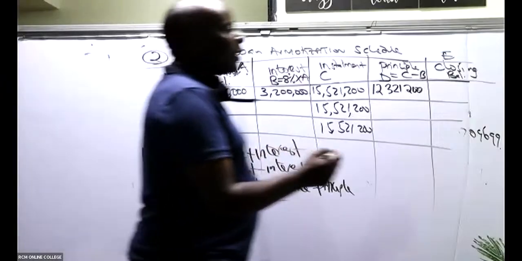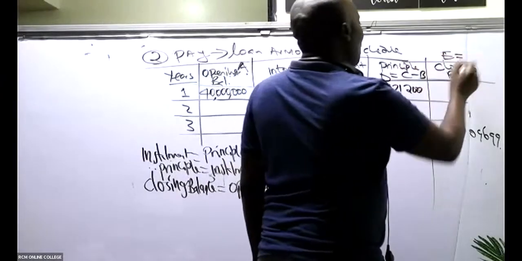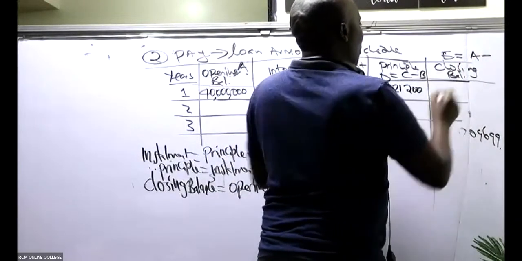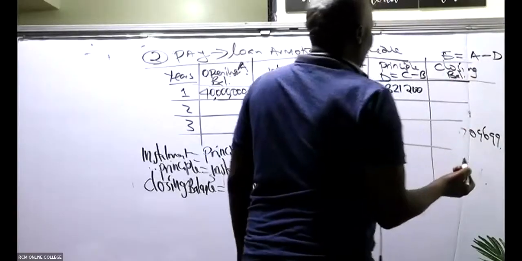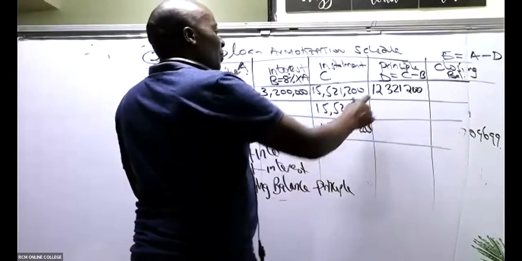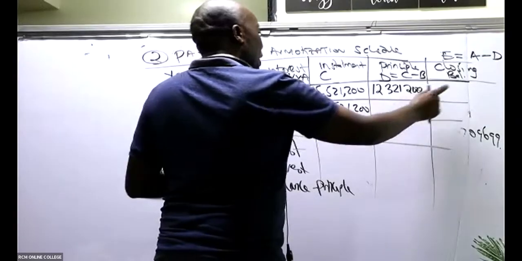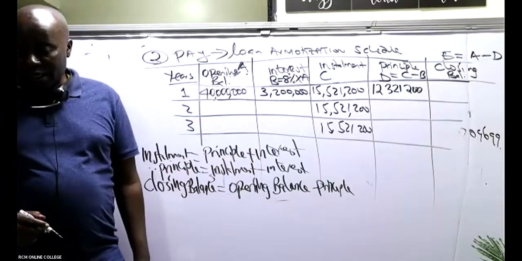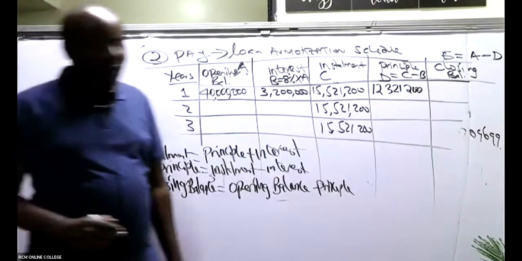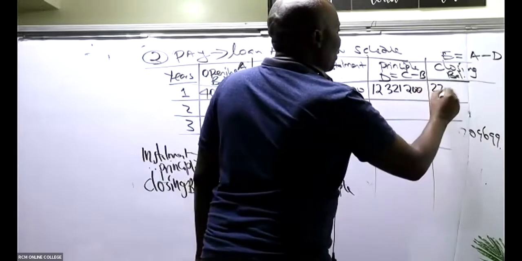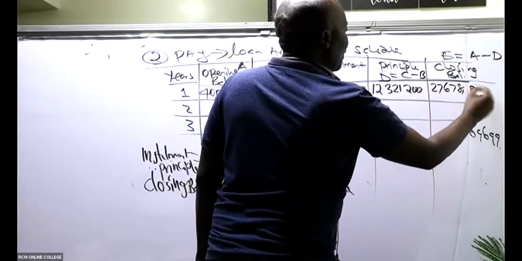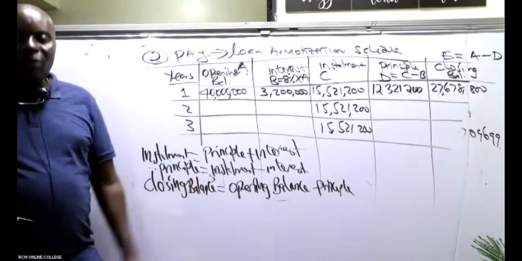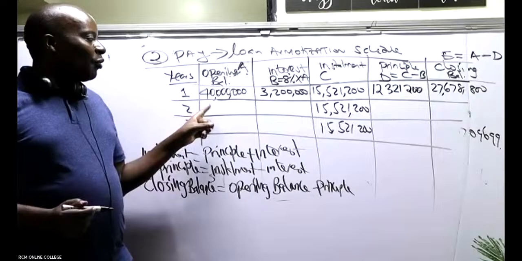Somebody has already told me that this E will be equal to the opening balance, which is this A, minus the principal, which is this column D. A minus D. So you take the 40 million, you subtract 12,321,200. Are you able to give me a figure here? 27,678,800. Thank you very much.